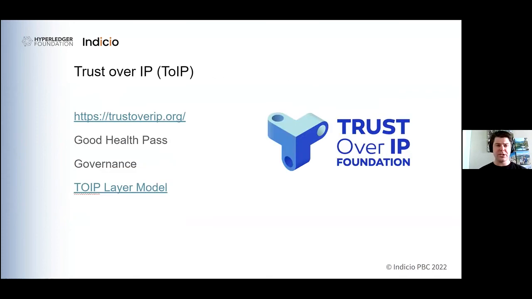Another useful organization in the space is the Trust Over IP Foundation. Here is their logo and their URI. They've done some really cool things. They focus on governance, and one of the projects they've been involved with is the Good Health Pass initiative. Linked here, and we'll have these slides later, is a really cool layer model of the trust layer that showed up in an earlier slide at the very beginning of our training today. And so that's worth exploring as well. They do a bunch of good work in that area.